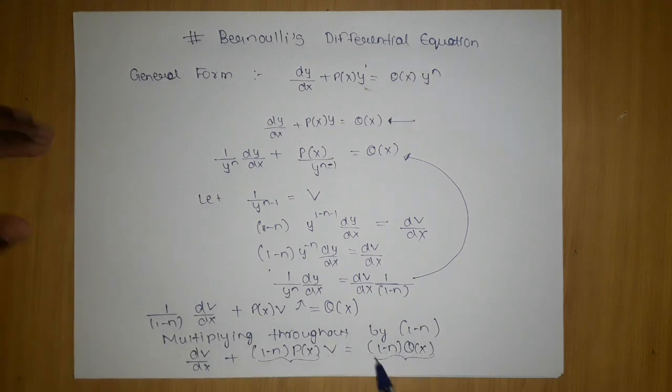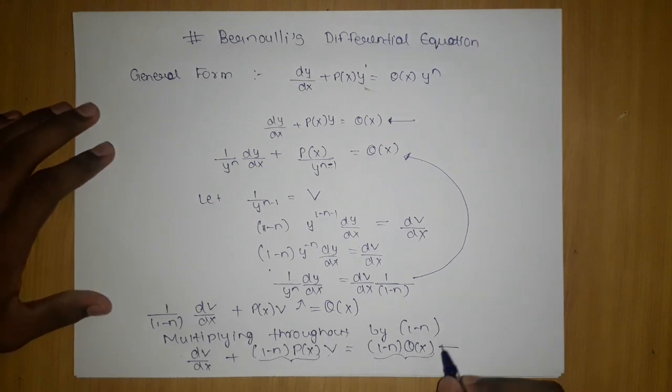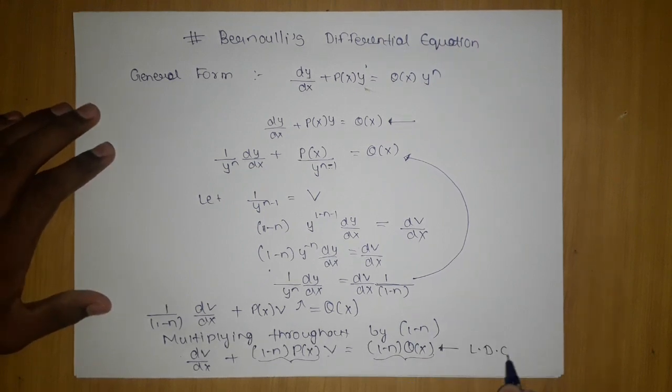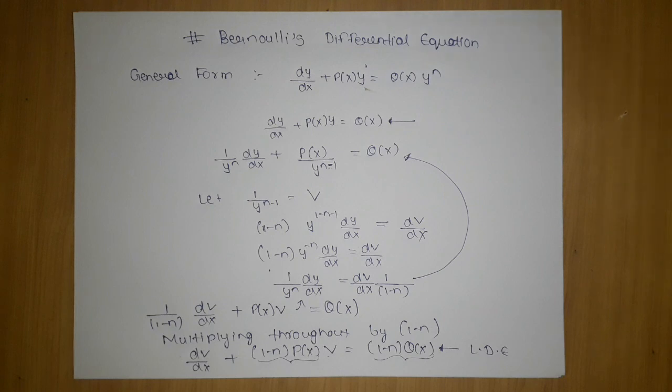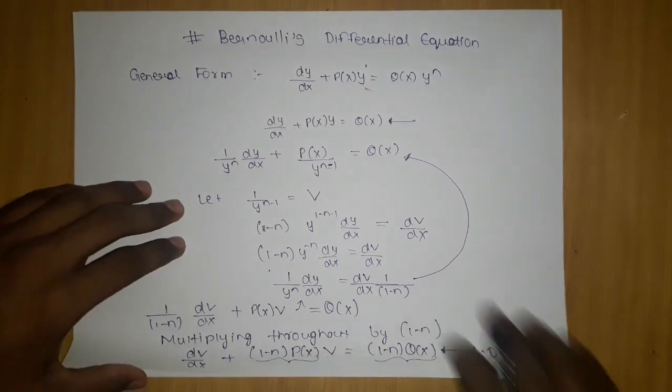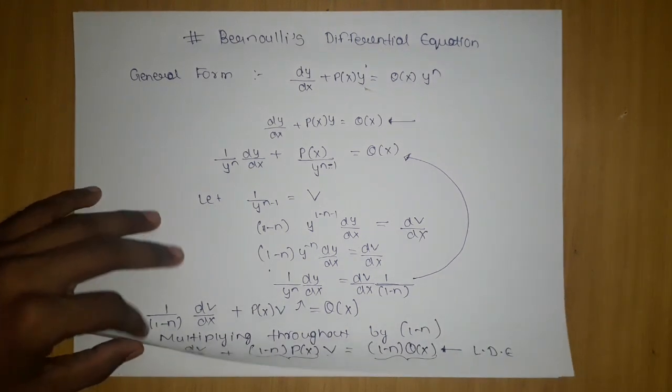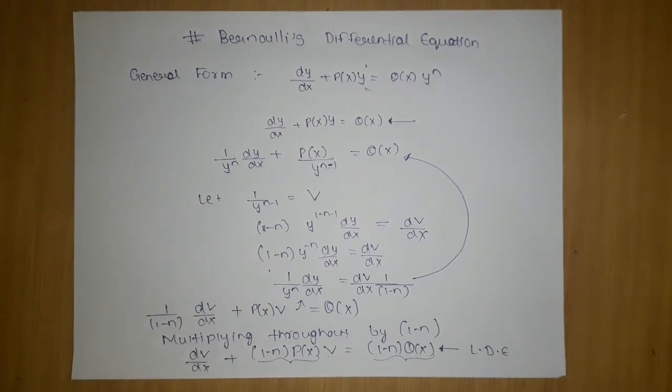Here v should come, like there it was y, and here only x, that is q of x. Okay, this one is also correct. So it satisfies the condition of a linear differential equation. Now our next job is to get the solution. Now can you solve this?